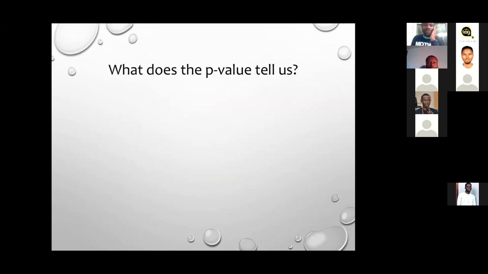So what does the p-value tell us? This is something that is nowadays a contentious topic, something that causes a lot of friction between scientists. Should we report the p-value or not? Is the p-value really necessary? And this one, I leave it there.